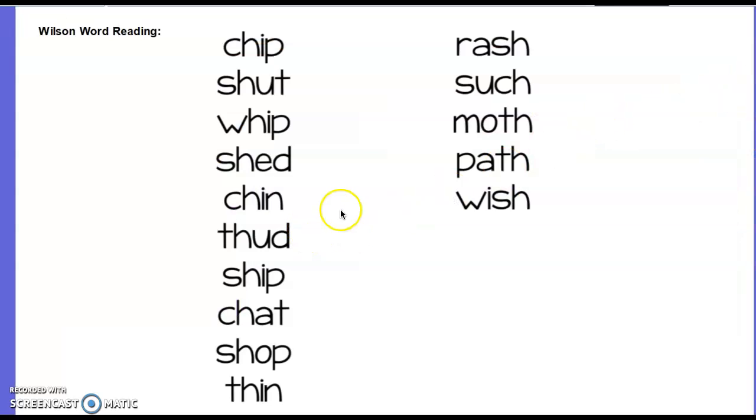All right, today we're going to do our Wilson word reading. So I would like you to repeat after me. And if you need to use your finger tapping, go ahead. Ch, i, p, chip. Your turn. Shut, whip, shed, chin, thud.